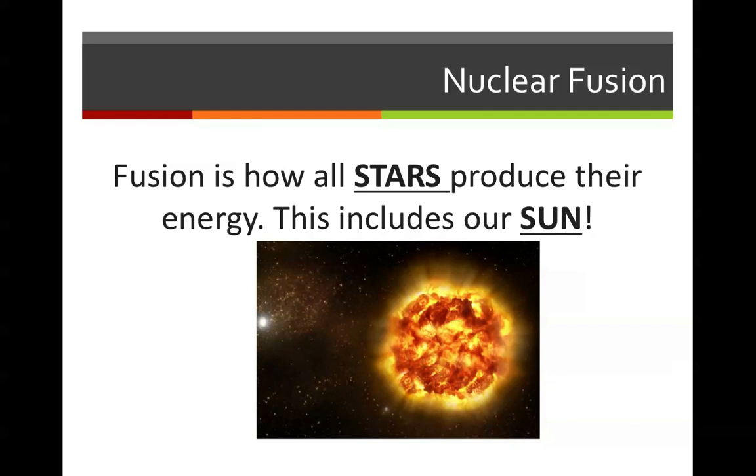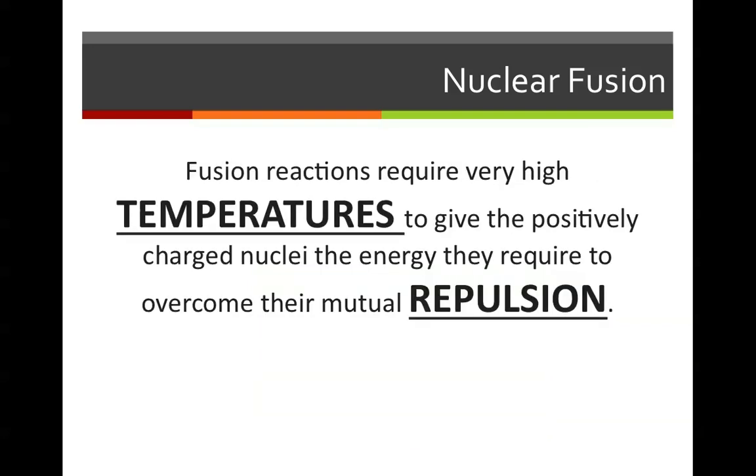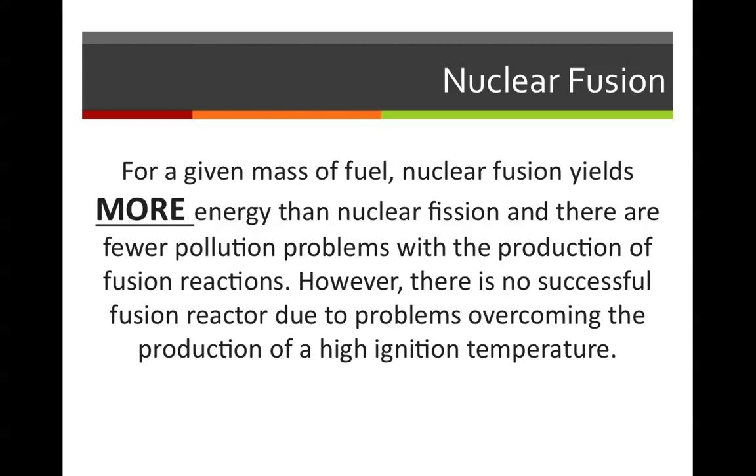We're not just talking about hydrogens and heliums combining. On the sun, there's also various other types of fusion reactions occurring. Now, fusion reactions require very high temperatures to cause those positively charged nuclei that want to repel each other to actually overcome those repulsions and combine. So just something to keep in mind, why this is able to happen on our sun is because of those high temperatures that are provided there.